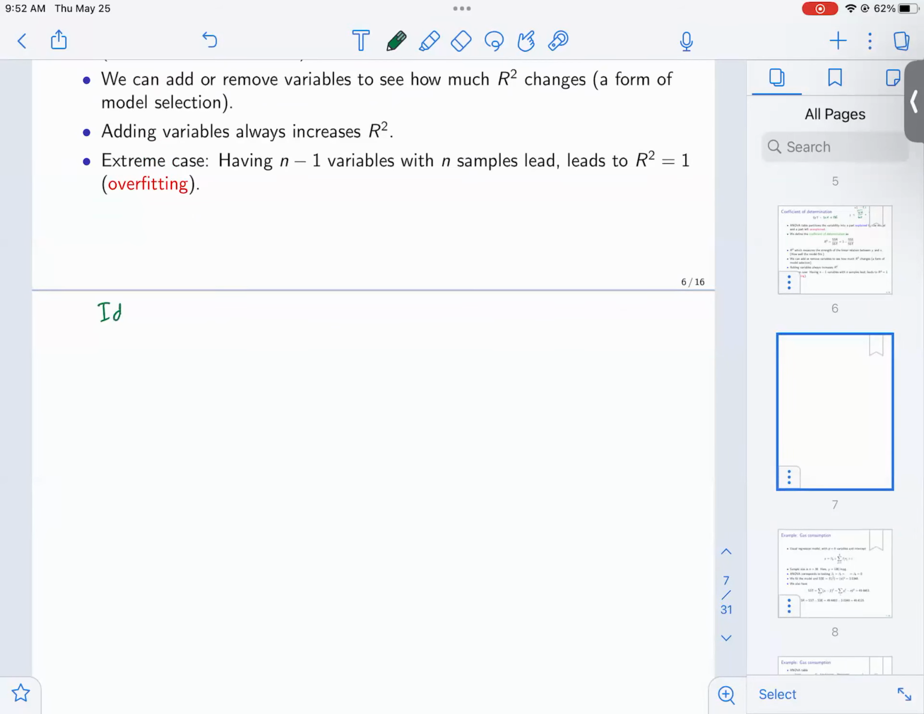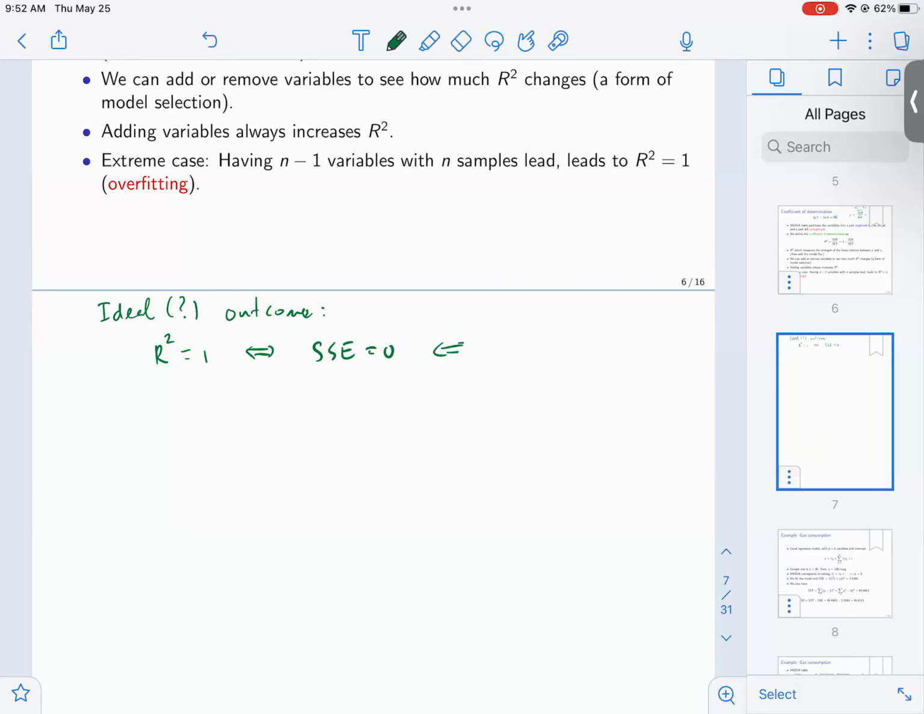So ideal. I'm going to put in like a question mark. We'll debate about what is ideal or not. Ideal in outcome, let's say, is to have R squared equal to 1, which is equivalent to have SSE equal 0.